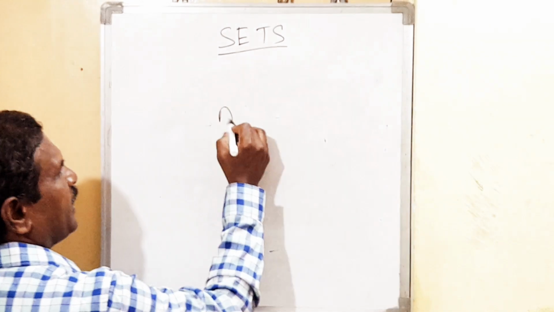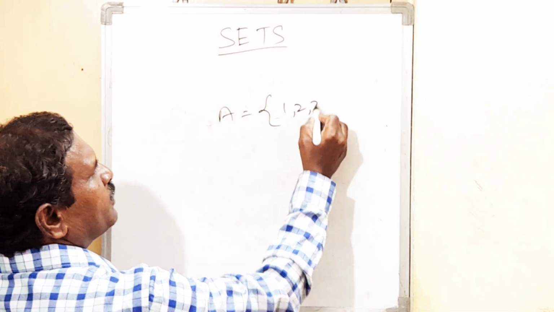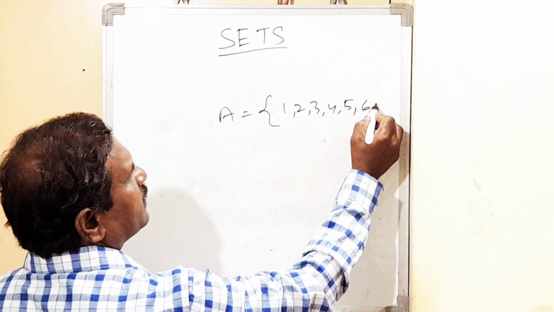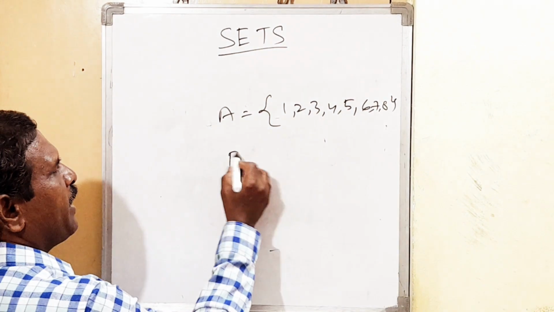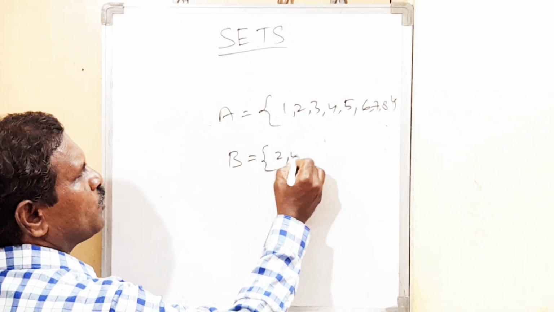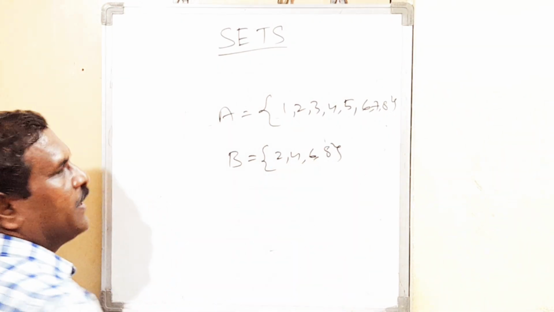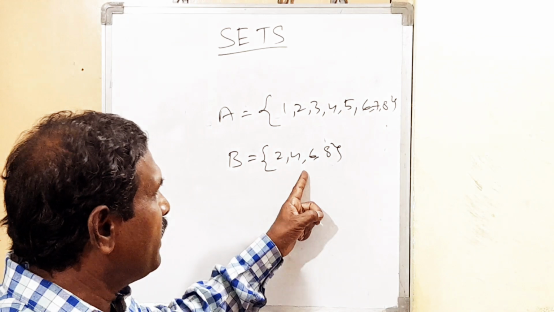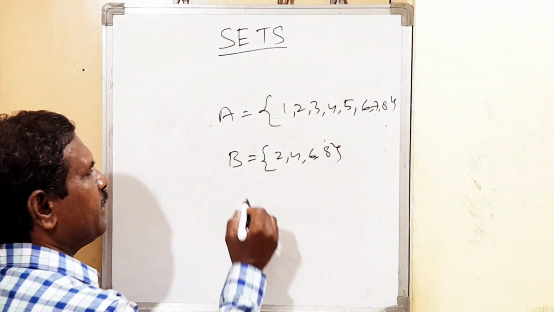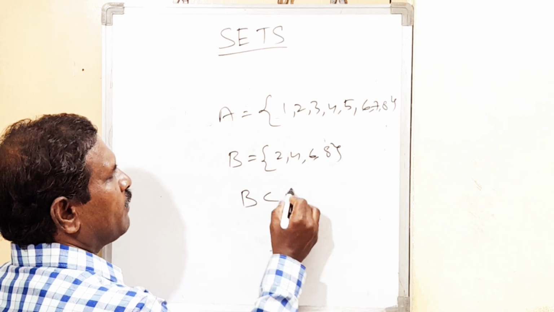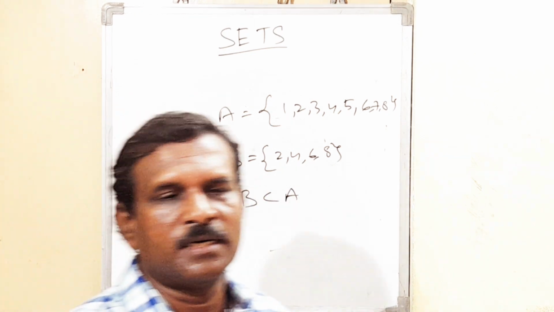Suppose A is a set. In this I have the numbers 1, 2, 3, 4, 5, 6, 7, 8. Now I am taking B as another set. In this, 2, 4, 6, 8. If you see carefully, all the elements of B are there in A. So here we can say B is a subset of A.